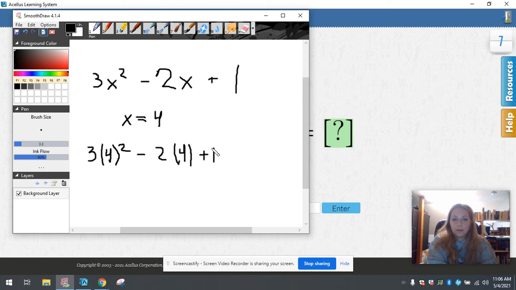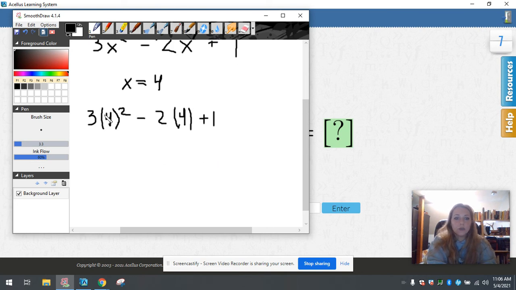Okay, then I apply PEMDAS. I check, do I have anything inside of the parentheses to solve? No, I don't. I just have a 4 in each of the parentheses. Do I have exponents? Yes, I have an exponent. So let's solve the exponent. 4 squared means 4 times 4, which is 16. And I like to just do these step by step, solving one thing at a time, rewriting the whole problem nice and neat, going in order step by step.